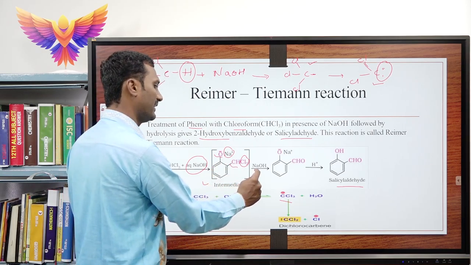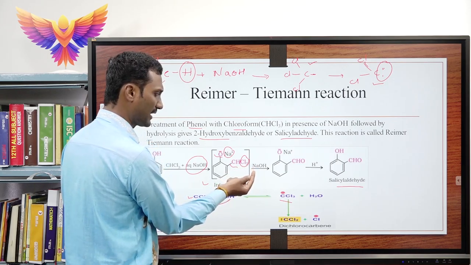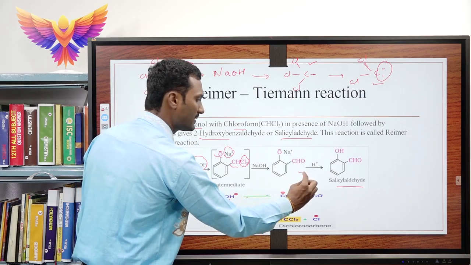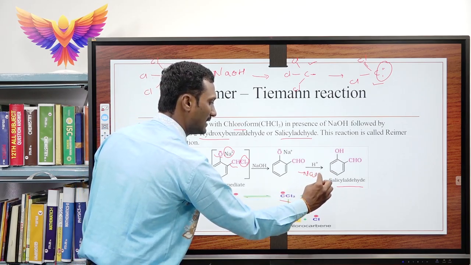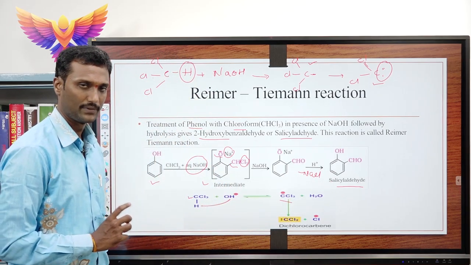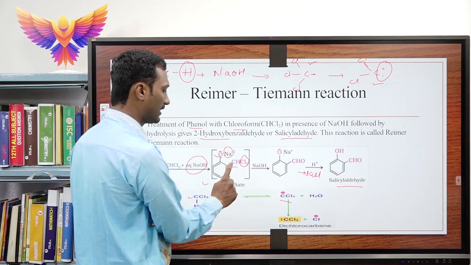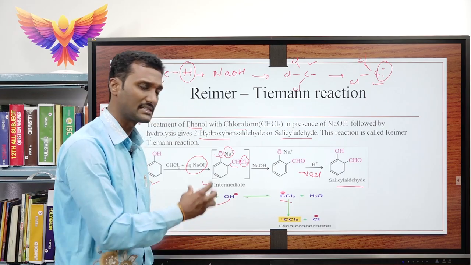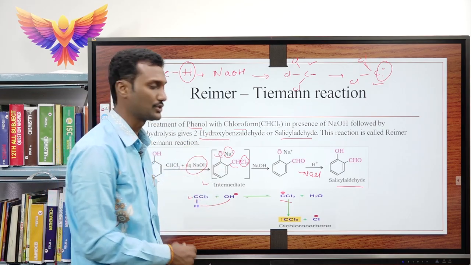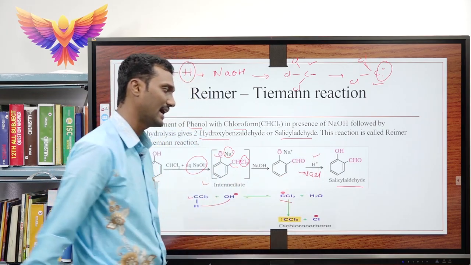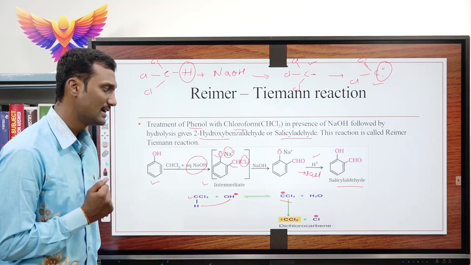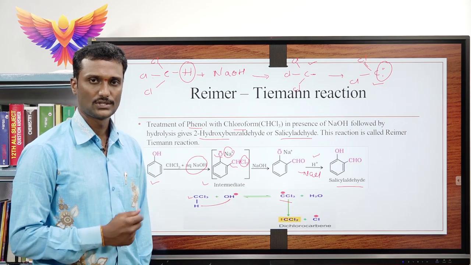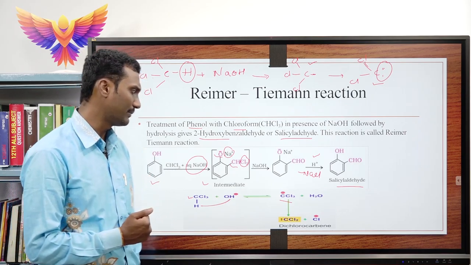Again, this intermediate, when it reacts with the sodium hydroxide, try to understand that sodium and chlorine combine to form NaCl. So the sodium chloride is removed, and the remaining part will be attached at the ortho position to form the CHO group. When you acidify with acid, you will get salicylic aldehyde as a major product. So very important, the Reimer-Tiemann reaction.